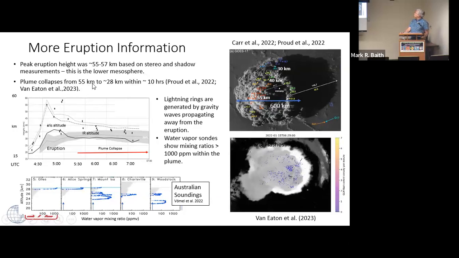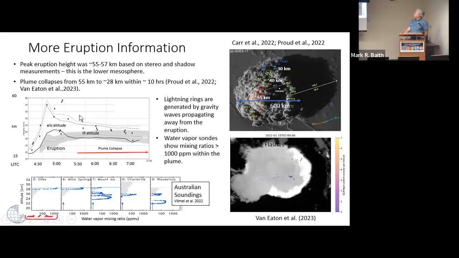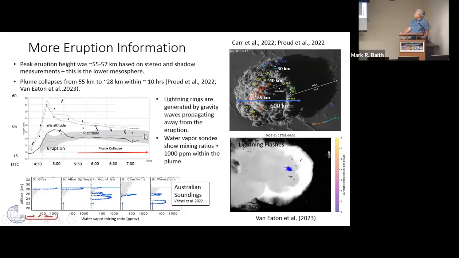And then it went from 55 to 28 kilometers in about 10 hours. So it went way up and then it sort of collapsed back down. You can see these dots here show the altitudes, 60 kilometers at the top. The dots are the maximum peak. And then you can see the IR and visible altitude from nadir pointing systems. So this is the plume collapse.